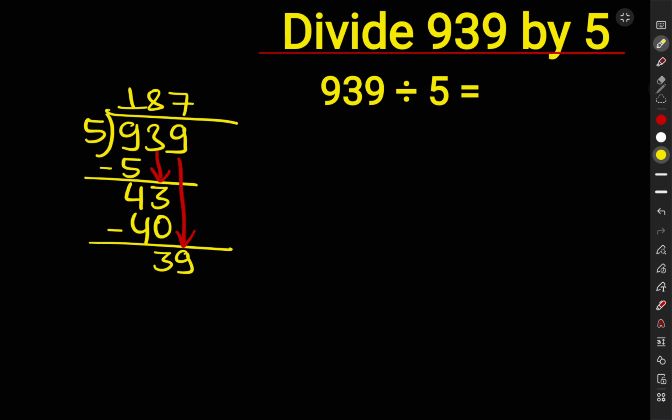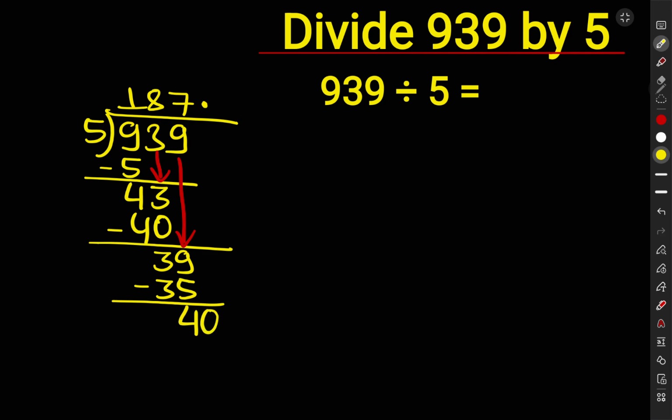5 times 7 is 35. On subtracting we get 4. So now we have no other number to put down, so we take here decimal, so that we put 0.